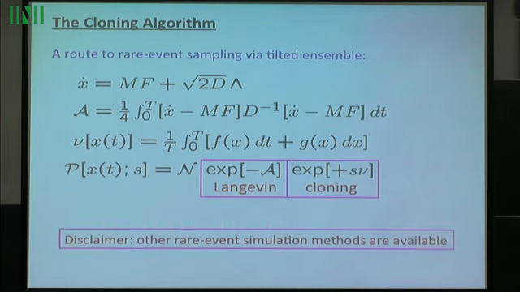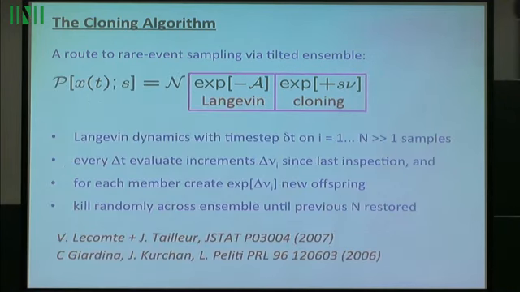Oh yes, disclaimer. This is not the only way to sample this ensemble, but it's a good one for these purposes. Okay, so what you do is Langevin dynamics with a certain time step on a bunch of samples that you run side by side. So you have multiple copies of the system. Every time increment you look at how the things you're trying to filter or bias are evolving since the last inspection, and then you produce extra copies of the samples that are doing well. It's as simple as that.